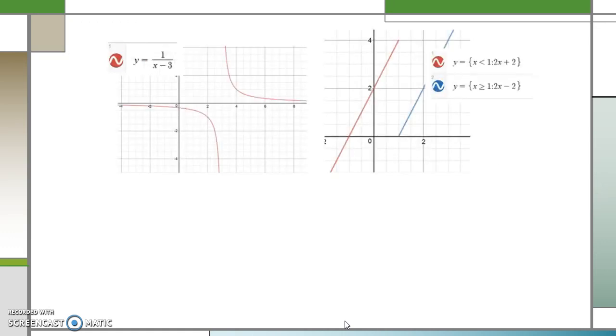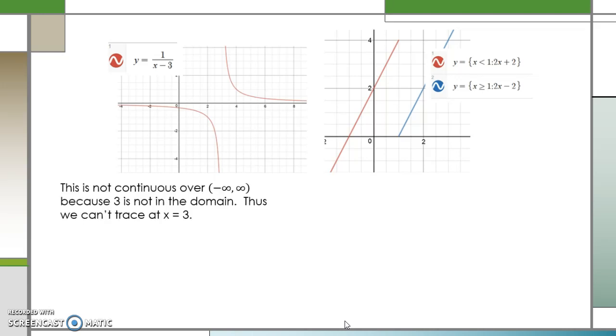So let's take a look at these two graphs here. On the left, I have y equals 1 over x minus 3. We can say that this is not continuous over the interval from -infinity to +infinity because we see that 3 is not in the domain. Thus, we cannot keep tracing our equation or our lines here at 3 because we're going to fall down, we're going to get close, but then how am I supposed to get back over here?